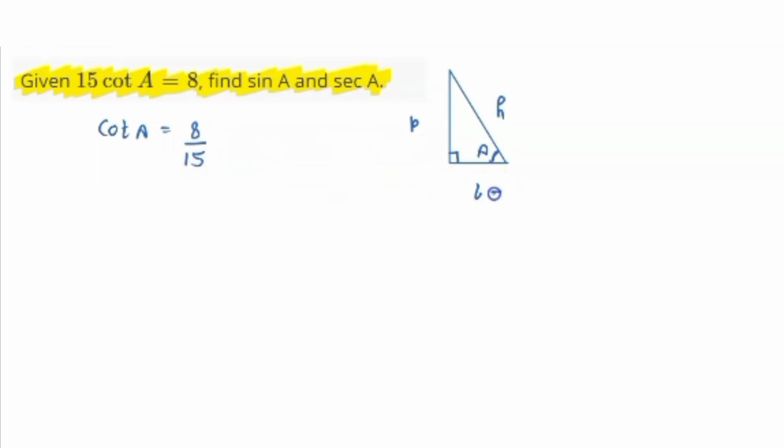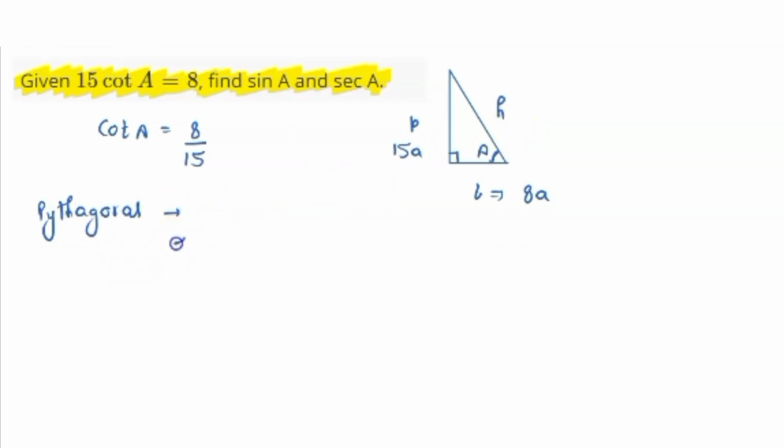So I can assume that if my base is 8a, where a is an arbitrary constant, then the value of my perpendicular is going to be 15a. Now what will be the value of the hypotenuse? Let us find it by using Pythagoras theorem.